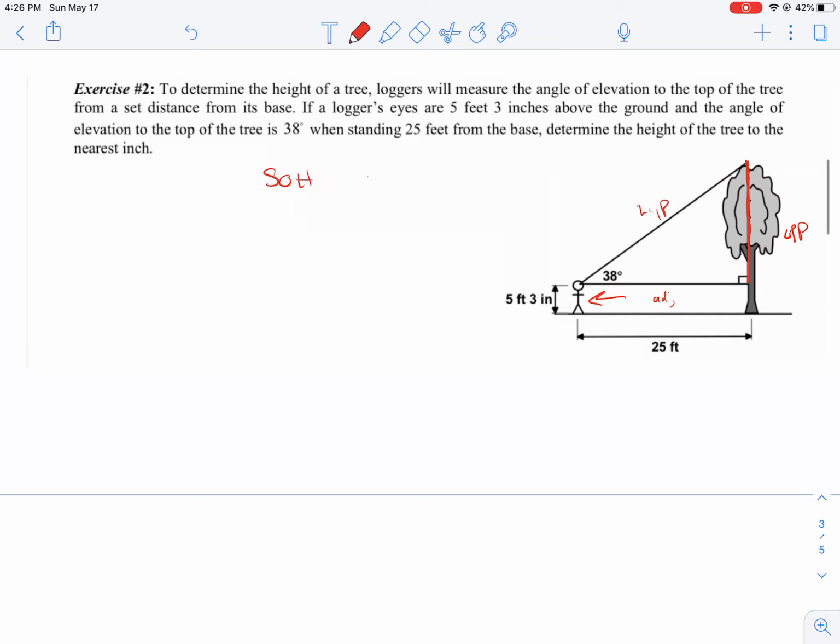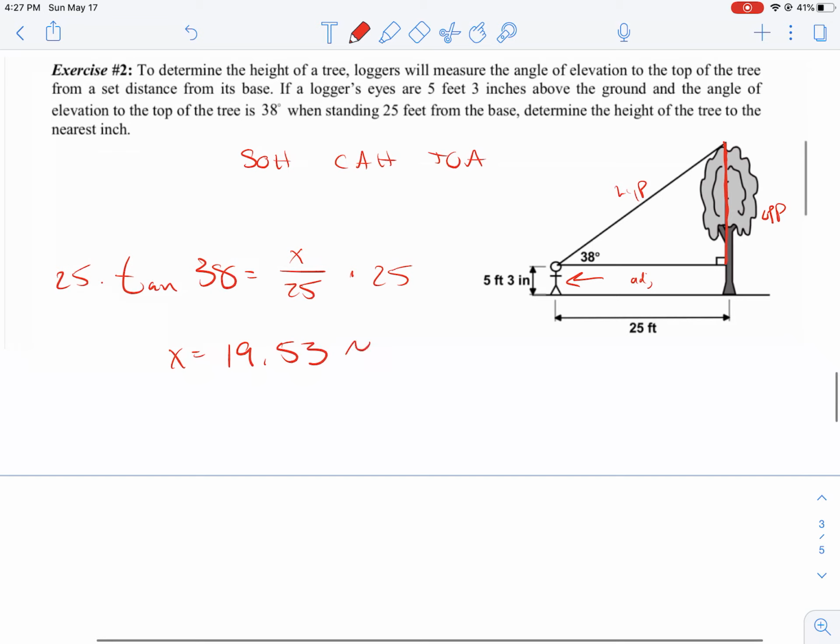So SOHCAHTOA. All right, and which trigonometric ratio involves opposite and adjacent? Well, that's tan. So the tan of 38 is equal to x over 25, because we don't know what our opposite side is. So you multiply both sides by 25, and you get x is equal to tan of 38 times 25, and you get 19.53. I'm just going to round that up to 19.5. Now I'll explain why.